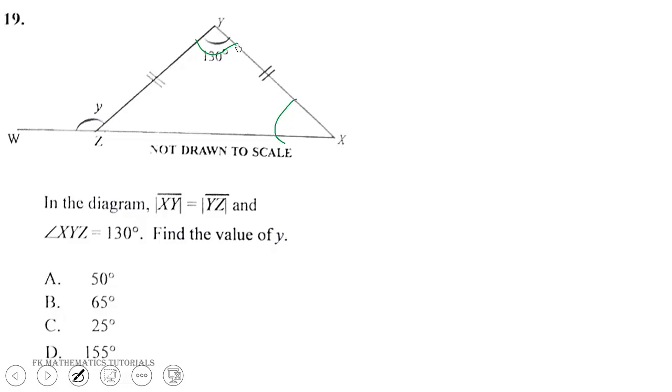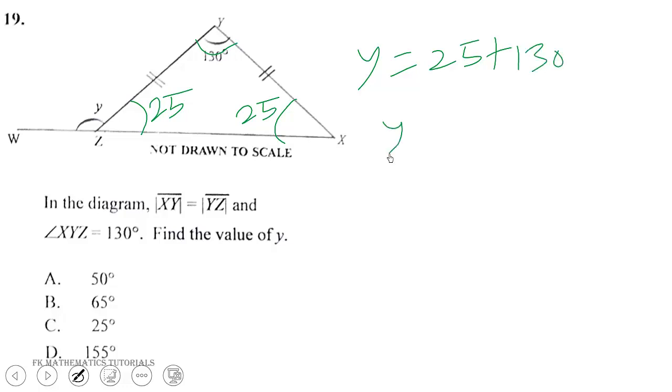Now taking the triangle XYZ, which is an isosceles triangle, the base angles should be equal. So the whole thing should be 180. Already we have 130. So it means we are left with 50. Share 50 by 2 equally, 25. So it means y will be equal to 25 plus 130, and that will be equal to 155 degrees.